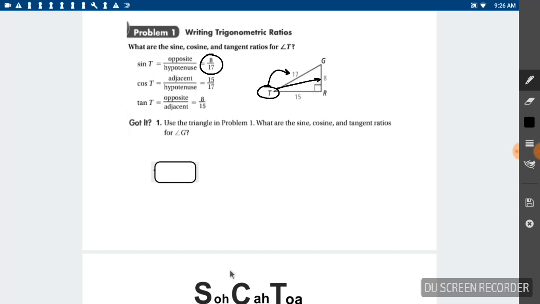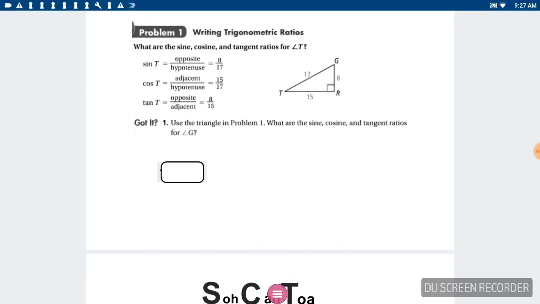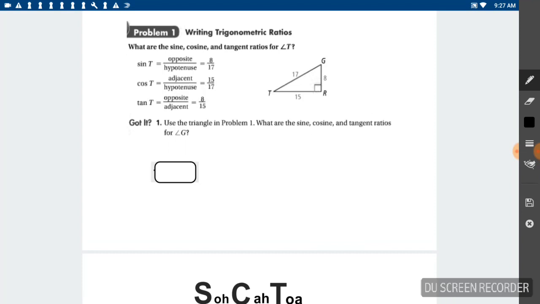Right? The cosine is the adjacent, 15/17. And then, of course, the tangent is just 8 to 15, the opposite to the adjacent. So now we've got it. Let's take a look at this. And for this one, let's clear this up and start over. Now we're working with respect to G.